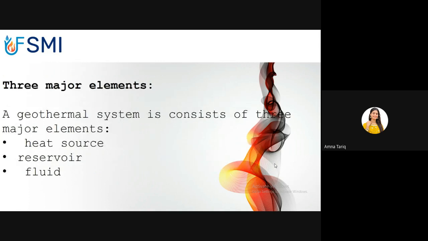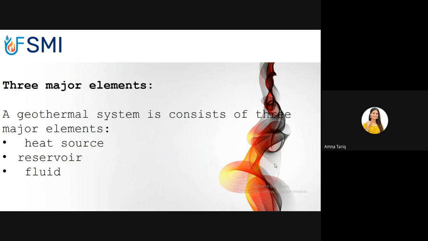Next is three major elements. The geothermal source depends upon three major elements. Number one is heat source, number two is reservoir, number three is fluid. What is the heat source? The heat source can be from magma having a temperature greater than 600 Celsius at a depth of 5 to 10 kilometers.